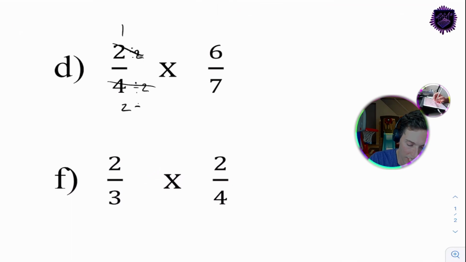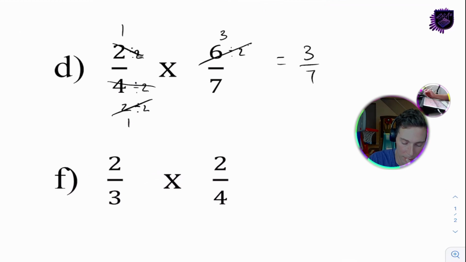So we can divide by 2 again, divide this side by 2, and then it's going to be 1 and 3. And then we have the answer of 3/7. 2/4 times 6/7 is 3/7.